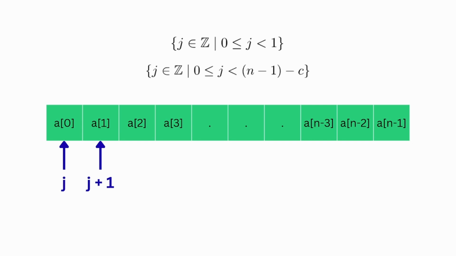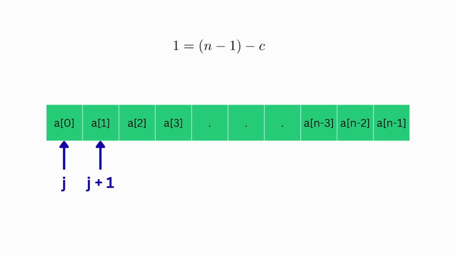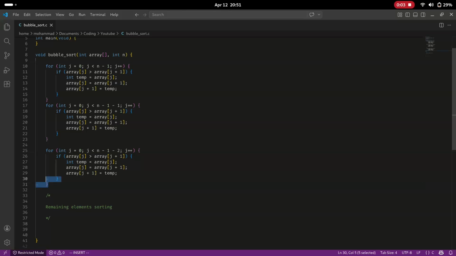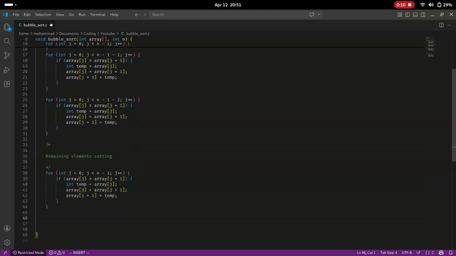So what we need to do is subtract some value c from n-1 to get it to be equal to 1. Solving this equation, we can easily get c equals n-2, and so our inequality will look something like this. Now we can go back to our program and write our final for loop. Once again, we'll copy and paste our previous for loop, and all we'll do is we'll change the condition such that j is less than n-1 minus (n-2).